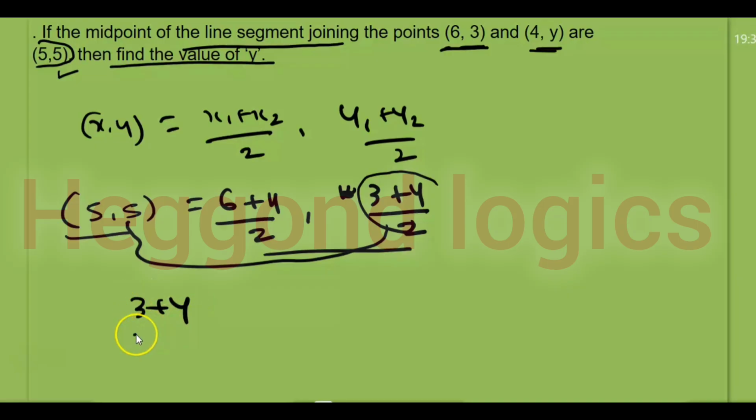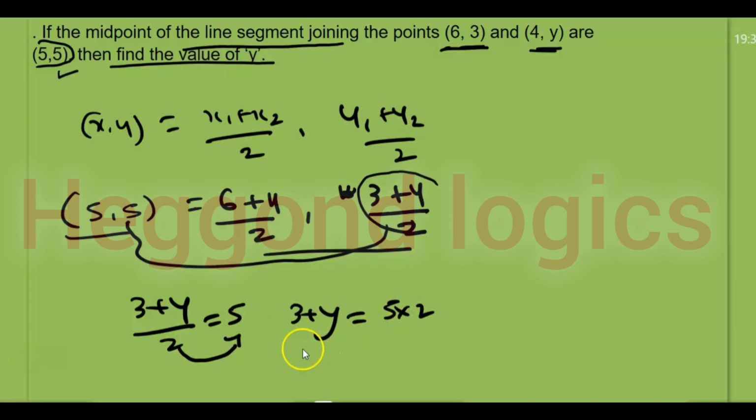3 plus y divided by 2 is equal to 5. After that we are transferring this 2 to this side: 3 plus y is equal to 5 into 2. 3 plus y remains as it is, and 5 into 2 is 10. After that, transferring this 3 to this side, y is equal to 10 minus 3, that is equal to 7. y is equal to 7.